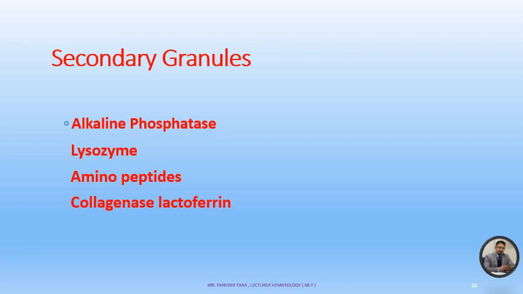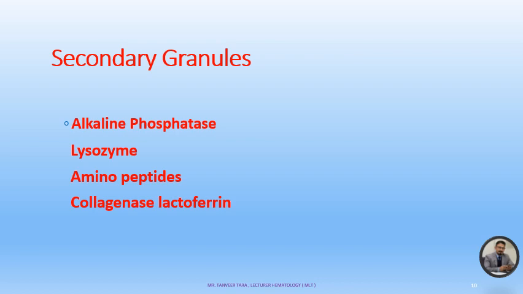Secondary granules contain alkaline phosphatase, lysozyme, aminopeptidase, collagenase, and lactoferrin as well. Alkaline phosphatase is a distinctive marker occurring only in secondary granules and is therefore used to distinguish the specific granules from primary azurophilic granules, as are basic proteins that are mainly in the form of lysozyme. Lysozyme is also present in the primary granules. About two-thirds of the neutrophil lysozyme is in secondary granules, and the other third is still in the primary granules. Aminopeptidase is an enzyme that also occurs exclusively in secondary granules.